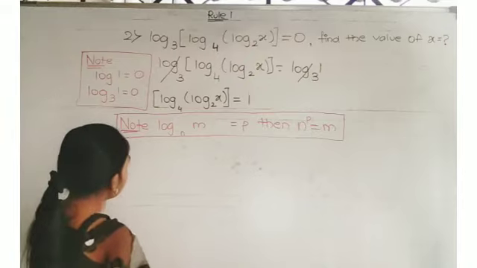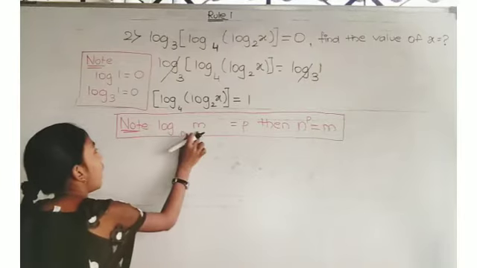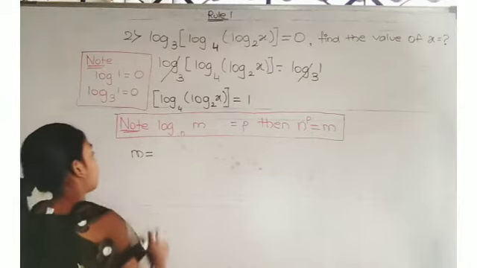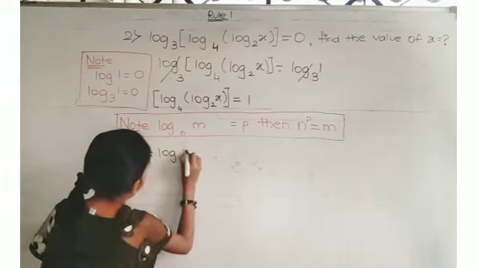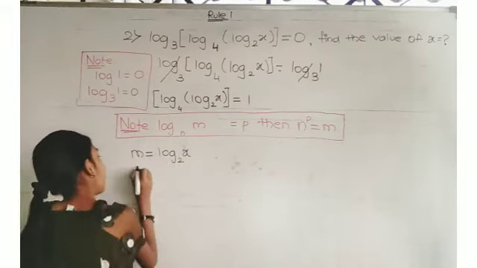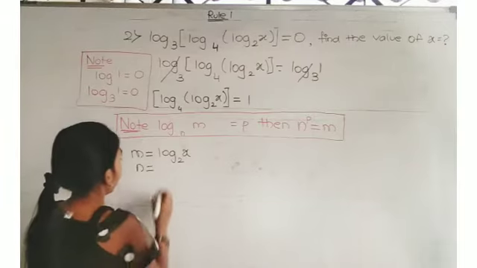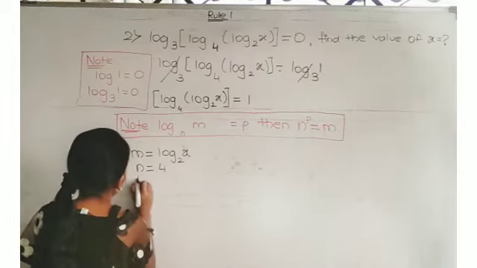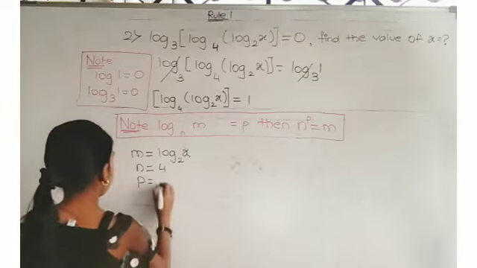Now we are going to compare this. So m value will be this much part, which is log x base 2, then n value will be 4, and then the last one, p value will be 1.